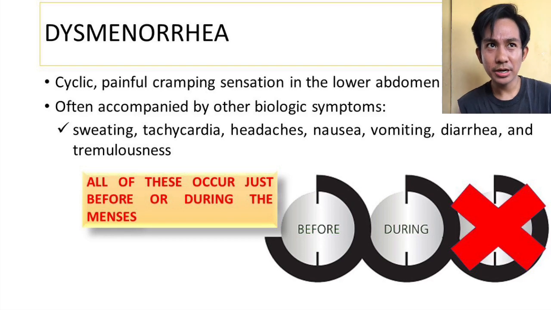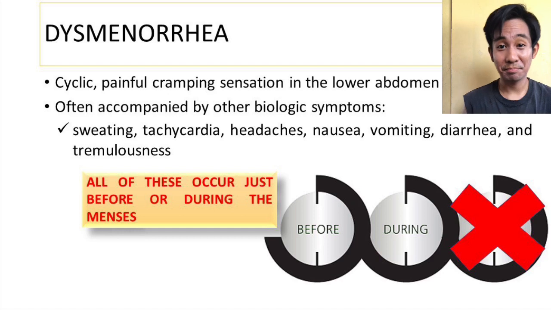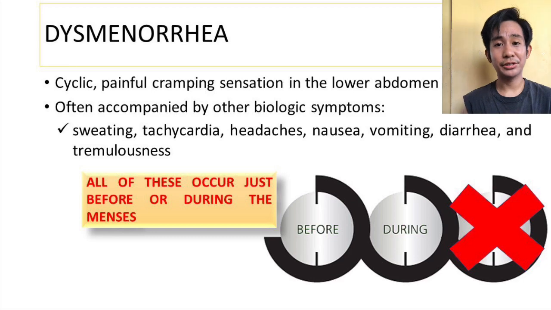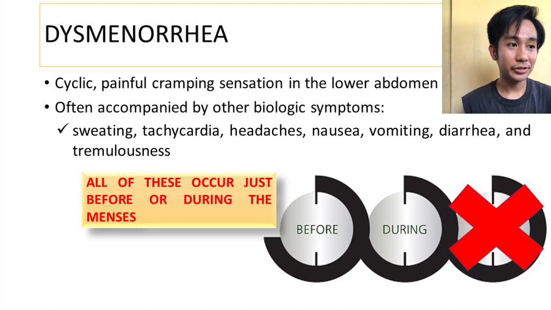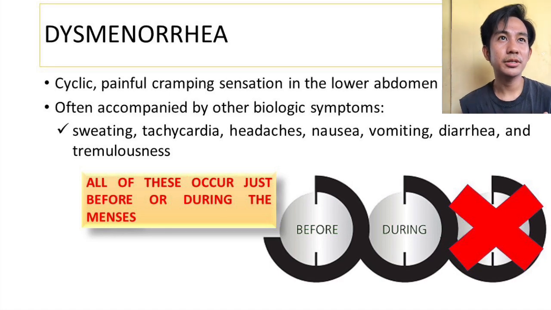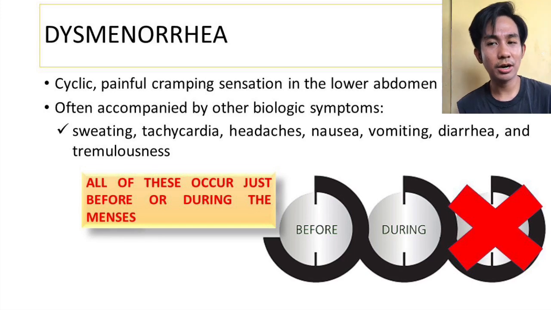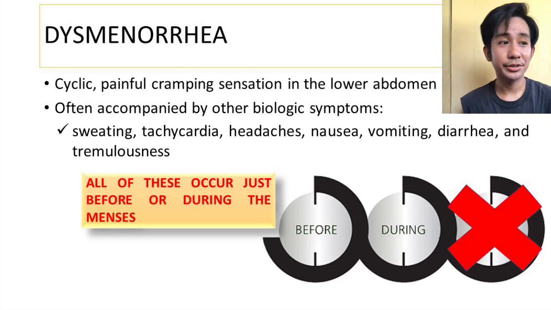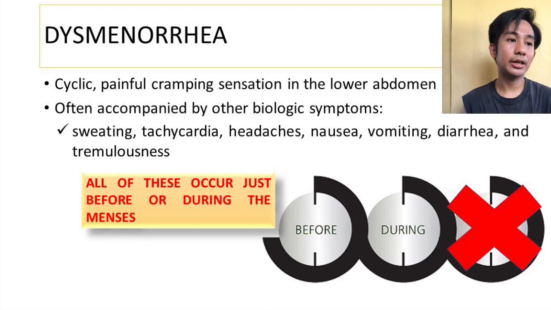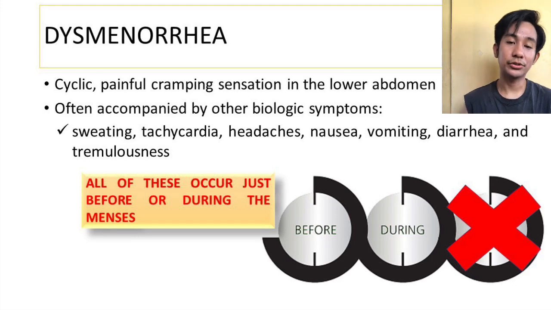Definitely, the woman or your patient will come into your clinic with a chief complaint of pain, right? Masakit sa part. It's a cyclic, painful cramping sensation in the lower abdomen or in the midline of the abdomen. A lot of women are not just feeling the painful sensation in their lower abdomen, but it is also accompanied by extra clinical manifestations other than pain. You can read here in this slide: sweating, tachycardia, headaches, nausea, vomiting, diarrhea, as well as tremulousness.